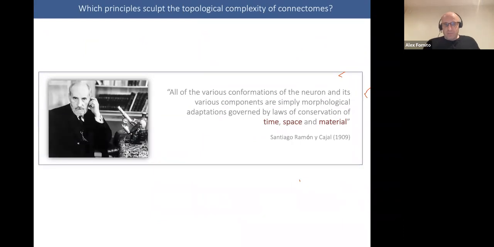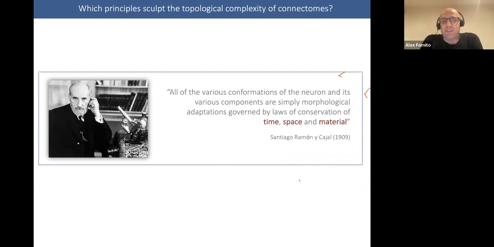Well, we can draw some inspiration from this man here, Santiago Ramón y Cajal. He proposed perhaps some of the most long-standing and general principles of brain organization. He spent countless hours peering through the microscope studying the structures of neurons and concluded that all of the various conformations of the neuron and its various components are simply morphological adaptations governed by laws of conservation of time, space, and material.